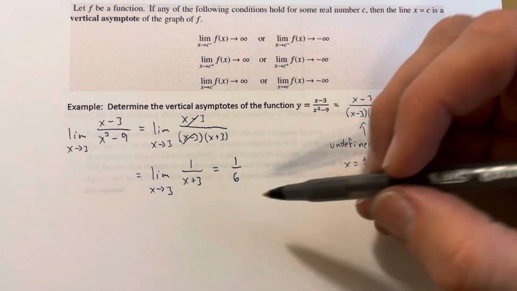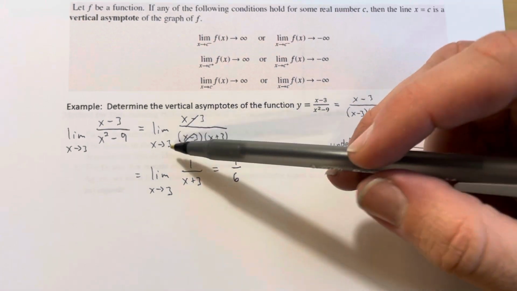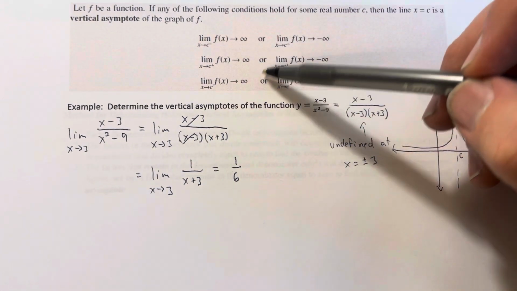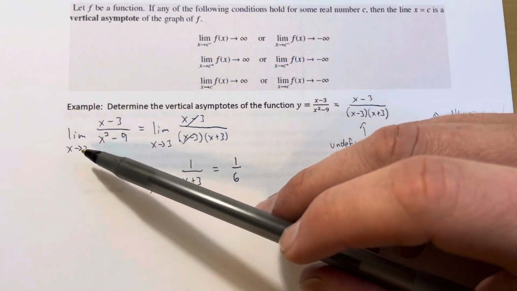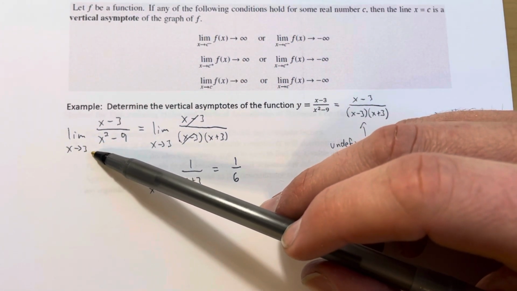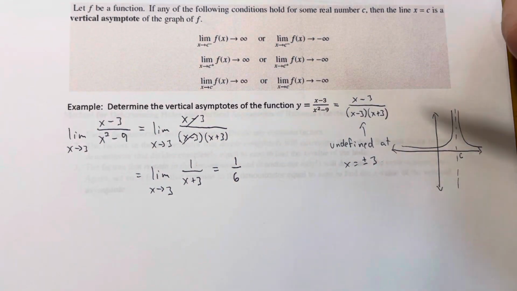Okay, so this is finite. This limit is not taking my function to infinity or negative infinity, which needs to happen for a vertical asymptote. That tells me that there is no vertical asymptote at 3. Now something else is happening at 3, but we're going to talk about that next.